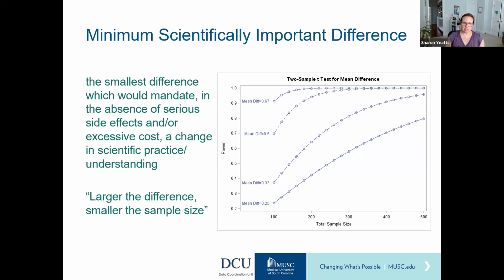So again, this is a similar graph to the one we saw previously. Sample size is along the x-axis, power along the y-axis. And as the difference that you're trying to detect increases, your power at a given sample size will go up, right? So that makes sense. The reason we spend a lot of time talking about the minimum scientifically important difference is that often what is truly the minimum scientifically important difference will result in a sample size that is infeasible.